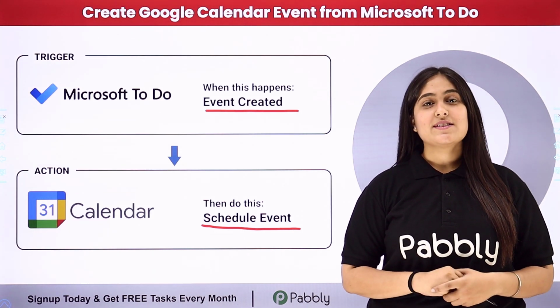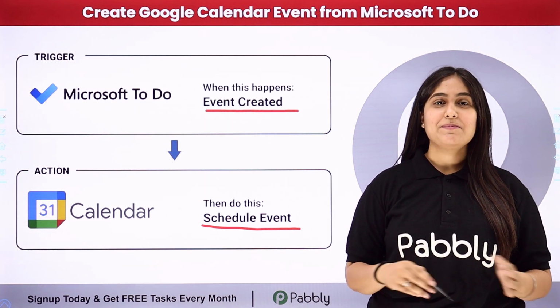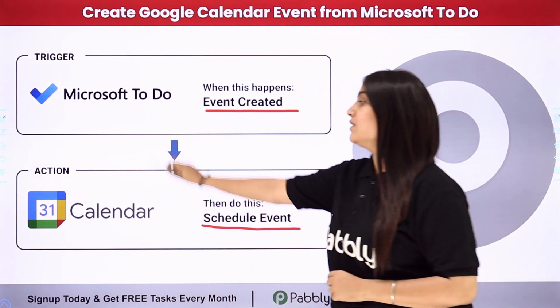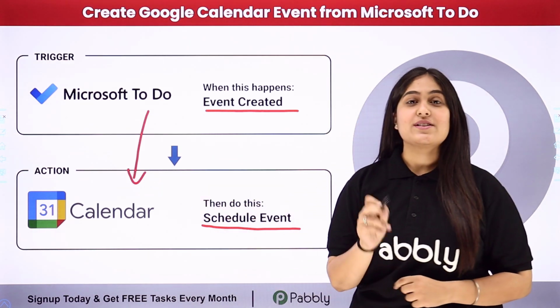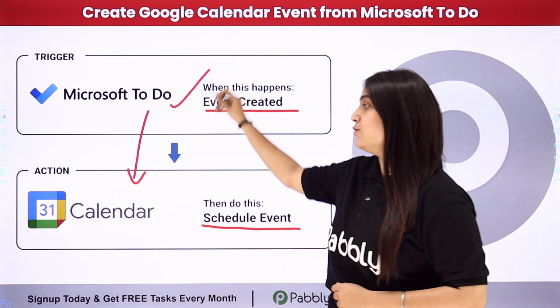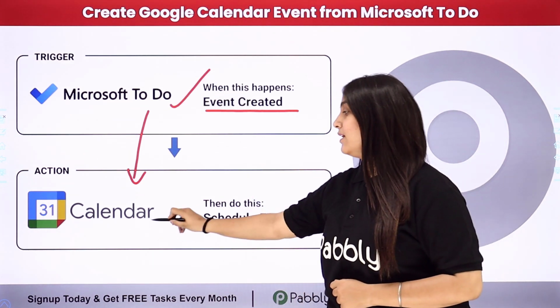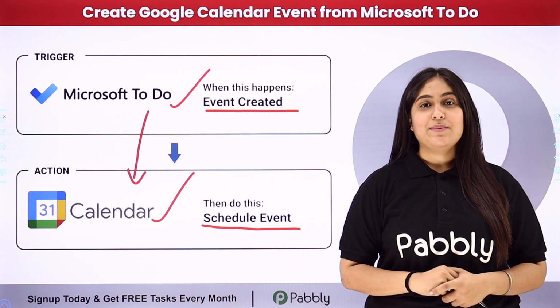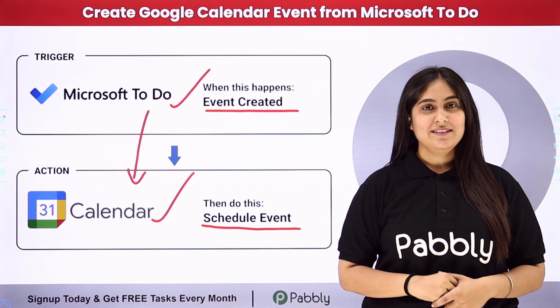So to automate this process, we will use an automation software named as Pabbly Connect, in which we need to connect a trigger and an action. So in this process, our trigger application will be Microsoft To Do and our action application will be Google Calendar. So to learn this process step by step, let me take you to my screen.